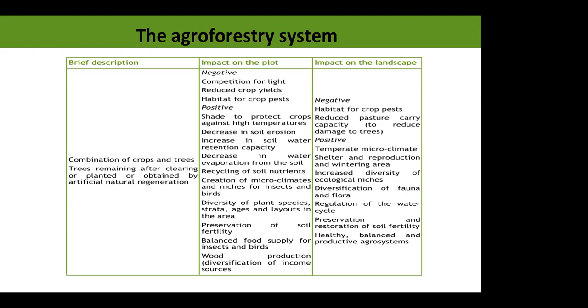Then there's also shelter, reproduction and wintering area. There's increased diversity of the ecological niches. There's diversification of fauna and flora organisms. There's regulation of the water cycle. There's preservation and restoration of soil fertility. It's a healthy, balanced, and productive agro system, which is what happens in the agroforestry system.